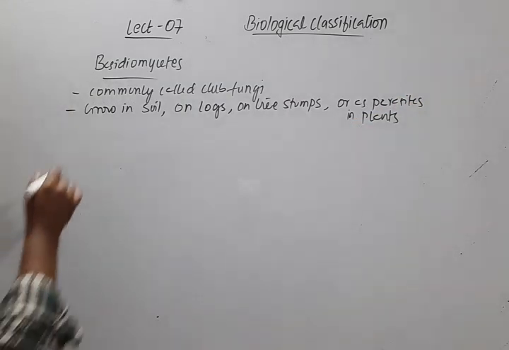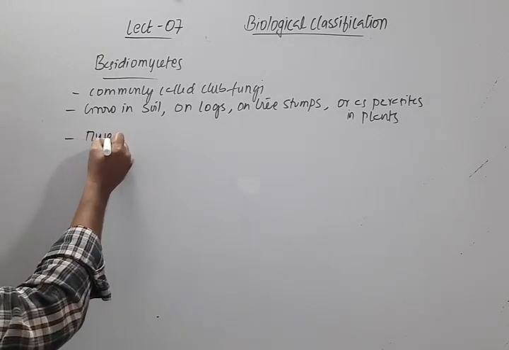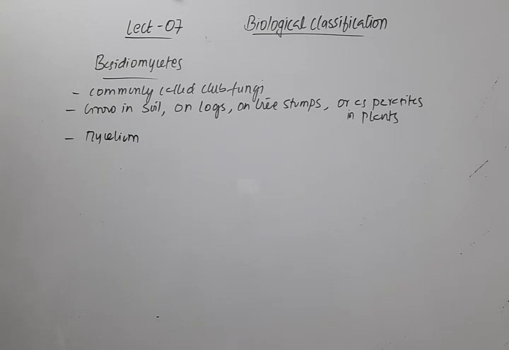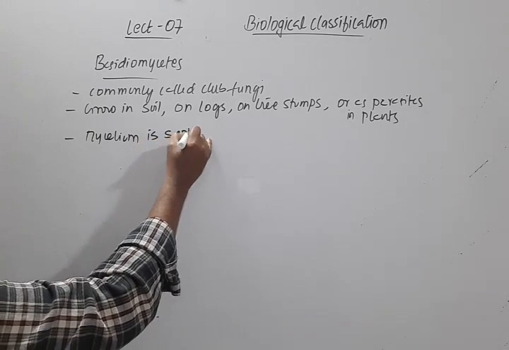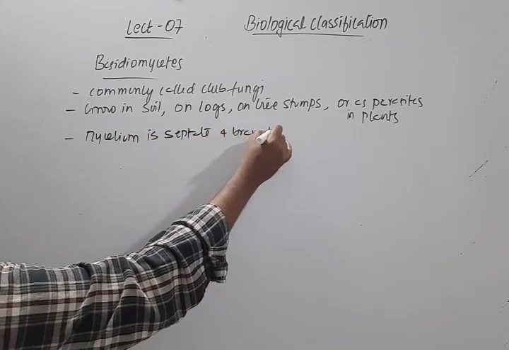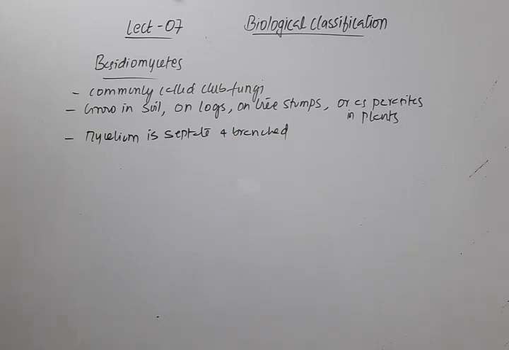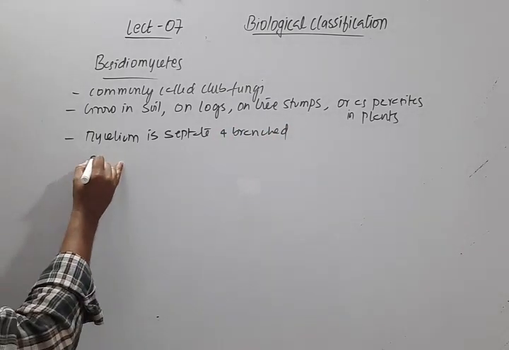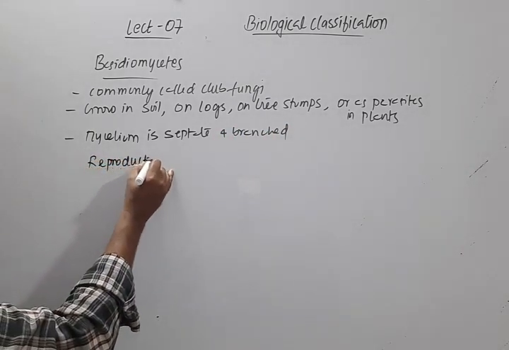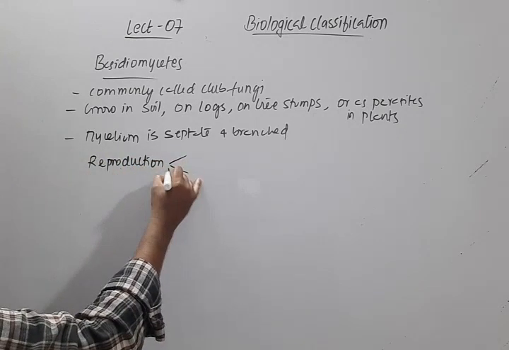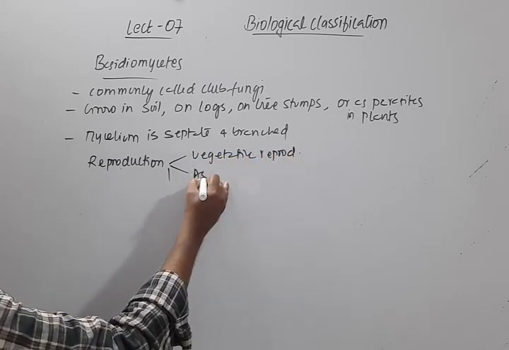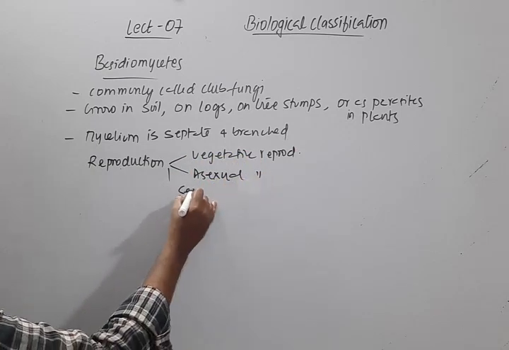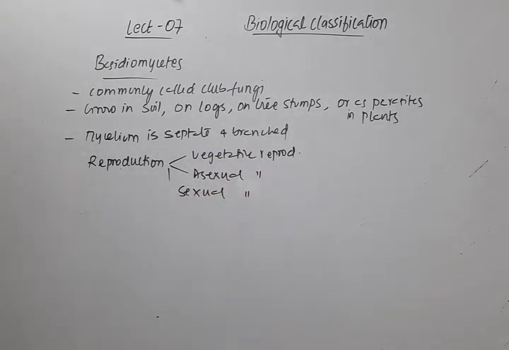Then coming to its body, the mycelium. The mycelium is septate and branched. And then coming to the mode of reproduction. Of course, we see vegetative reproduction in all the groups. So here we see vegetative reproduction, then asexual reproduction, and we also see the sexual mode of reproduction.